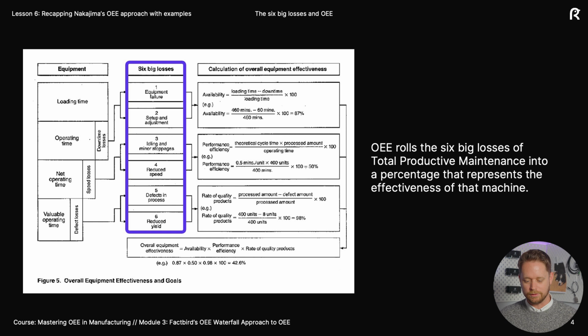These 6 big losses are: 1. Equipment failure. 2. Setup and adjustment. Then we have speed losses that affect performance. Third is idling and minor stoppages. Fourth, reduced speed and operation. Then we have defect losses that affect quality. Number 5 is process defects, and number 6 and final is reduced yield.